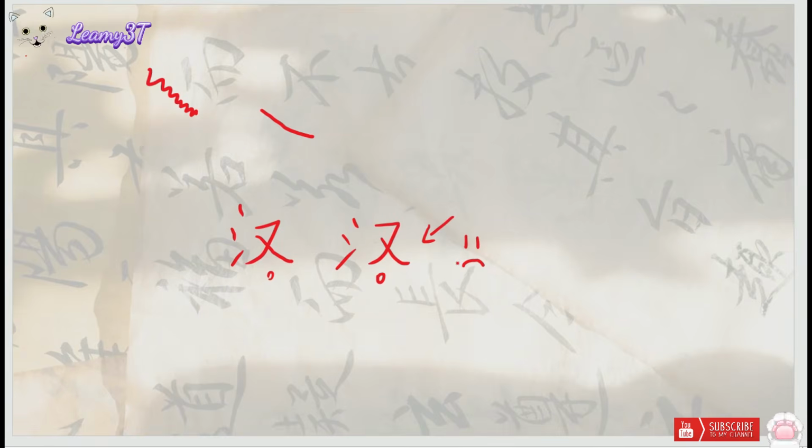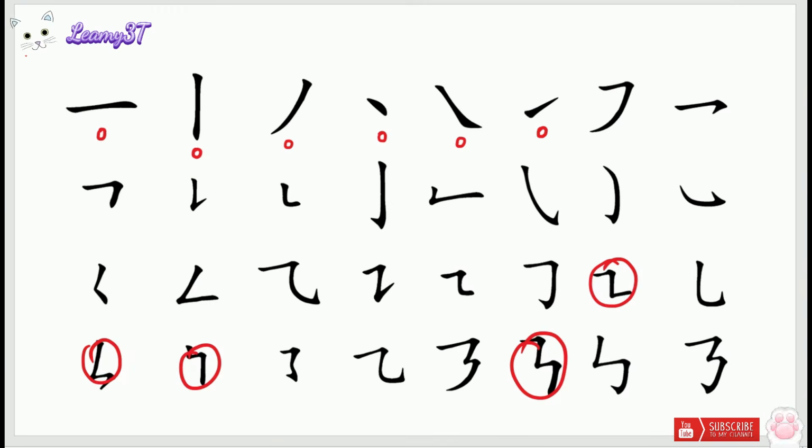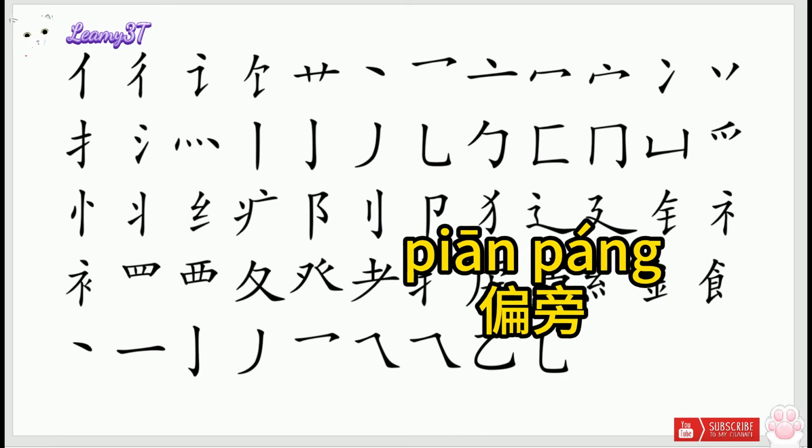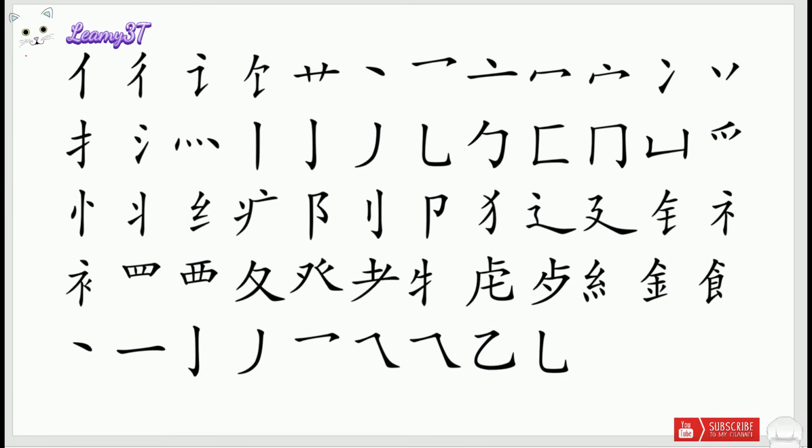And after finishing this course, we will also learn about 偏旁. These are called 偏旁, and through these, we will learn the meanings and the structures of Chinese characters.